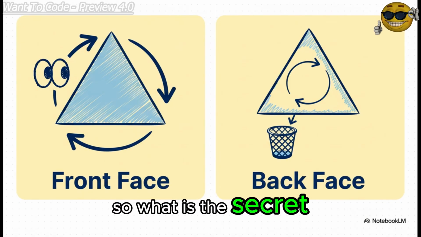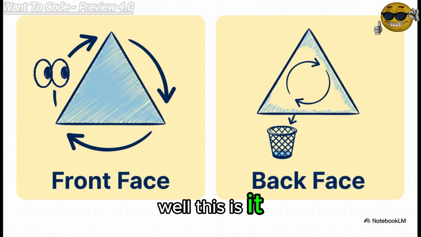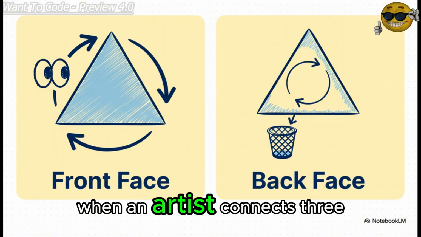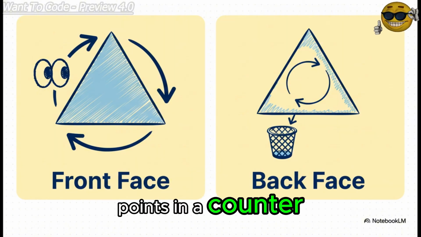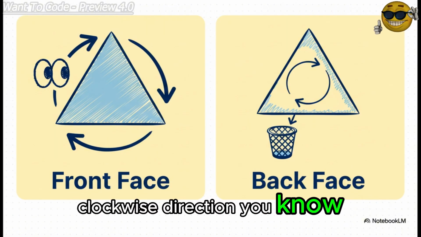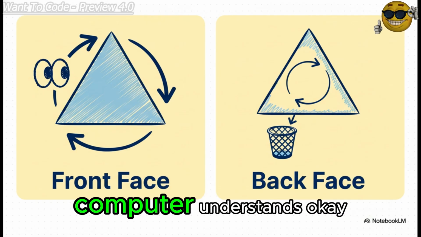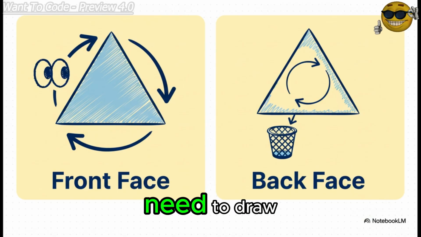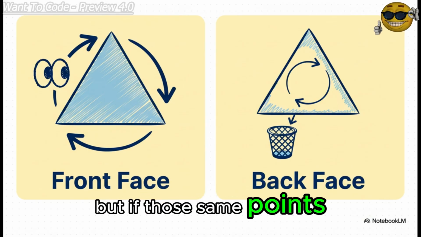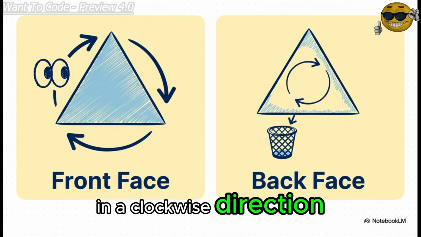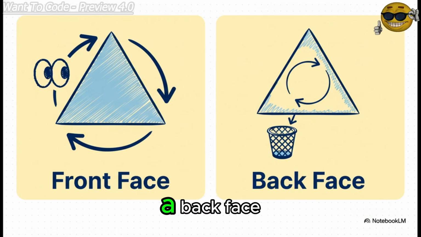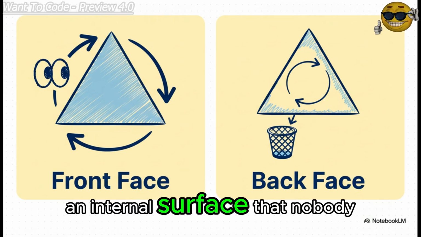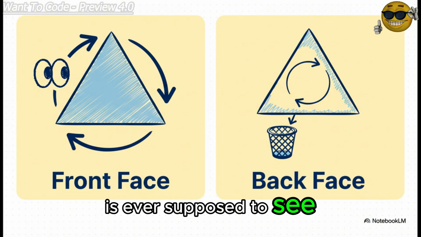So what is this secret instruction? Well, this is it. By universal agreement, when an artist connects 3 points in a counterclockwise direction, going against the clock, the computer understands, okay, this is the front of the surface, this is the part I need to draw. But if those same points are connected in a clockwise direction, the computer flags it as a back face, an internal surface that nobody is ever supposed to see.